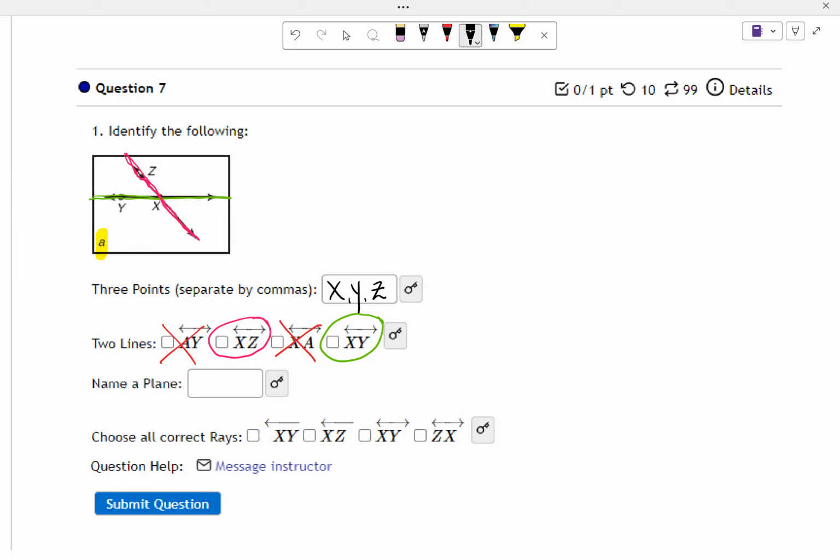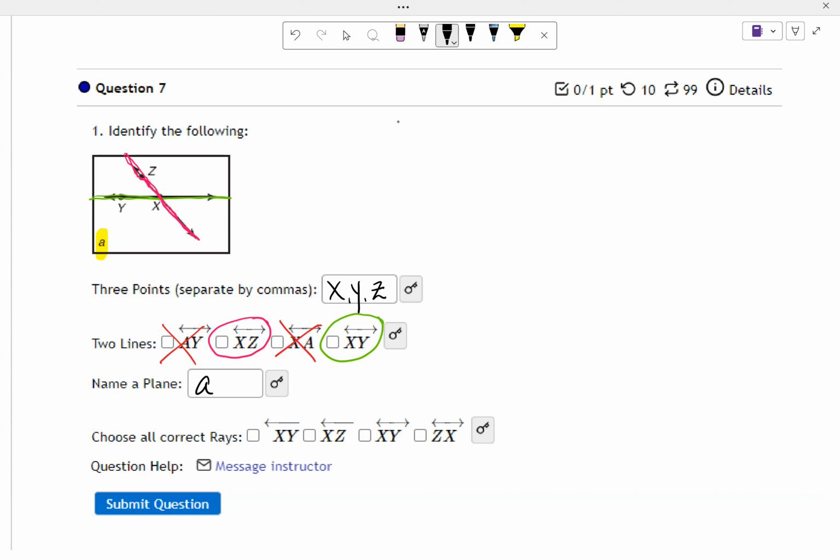All right, third question. It says name a plane, and that is that lowercase a that we've been talking about. That's the plane that we've been talking about, that lowercase a in the corner. So the points are the uppercase letters and the plane is usually a lowercase letter.